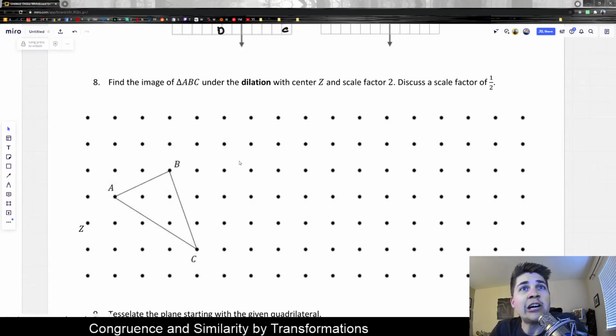So number 8 in our notes says, find the image of ABC under a dilation with center Z and scale factor 2. And then let's also go for a scale factor of 1/2 just to compare those. So right off the bat, again, the center is an important part. What I'm imagining here is we have a triangle. It's going to be getting larger. And we've been using this triangle, the same shape, to do a whole lot of different stuff.